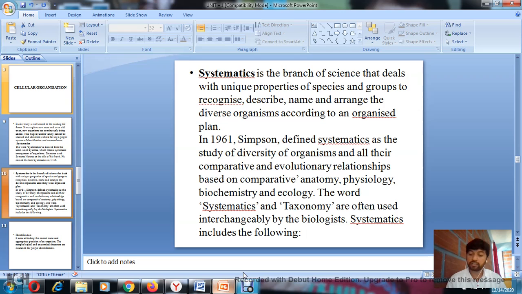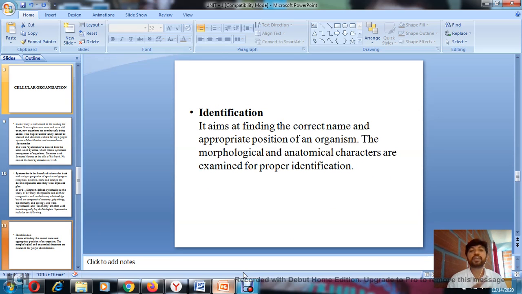First thing, identification. The name itself will give you a small hint about how we will identify an organism. It aims at finding the correct name and appropriate position of an organism. It is also a part of systematics. First thing is finding the correct name, whether it belongs to a particular family or not.